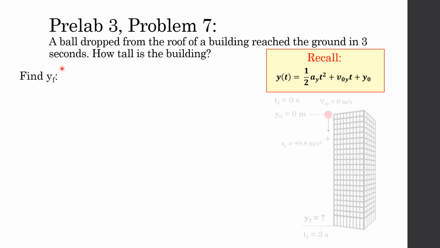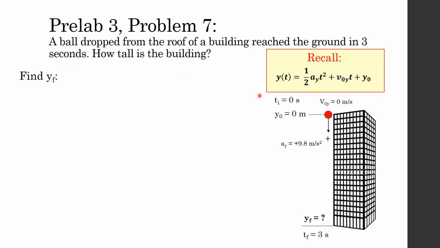So first things first, let's draw our diagram using the information that they gave us in the word problem. So we know that the ball is being dropped, right? So that means that our initial velocity is equal to 0 meters per second. It also means that we don't have an upward component to our motion. We just have gravity acting on this downward, and the object is free falling.